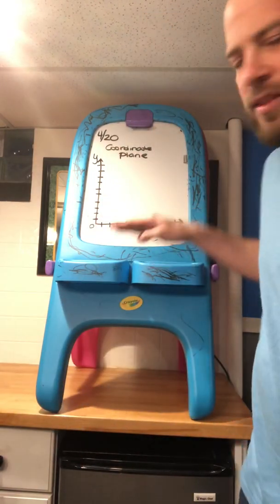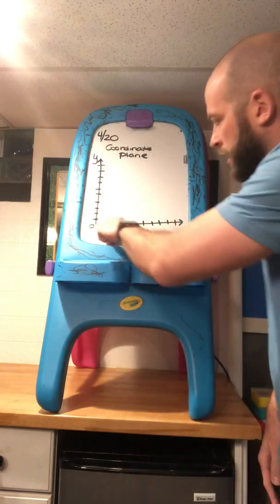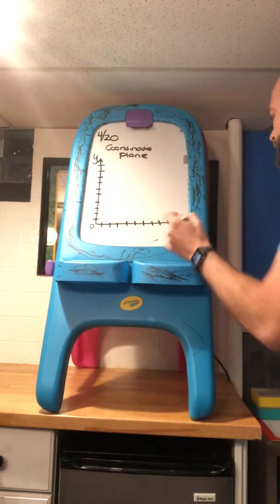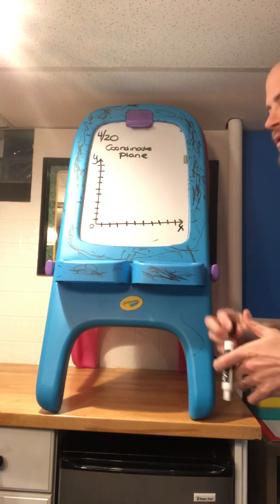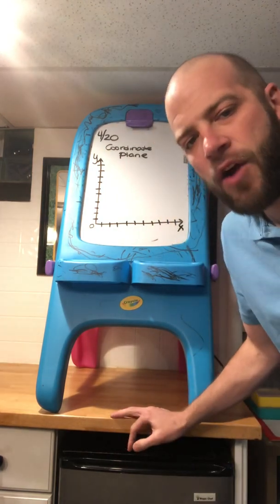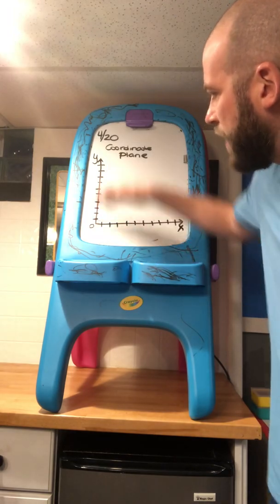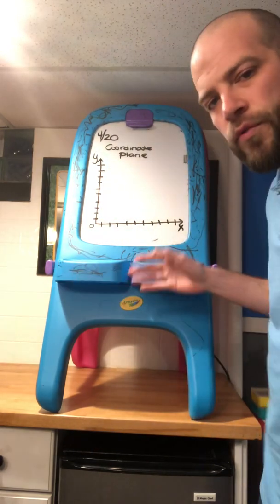The biggest mistake students make is they confuse this line and this line. The line going up and down is your Y. This one right here is the x-axis. The x-axis is basically saying how far to the right do you go, and then the y is how far up. So it's always over, up.